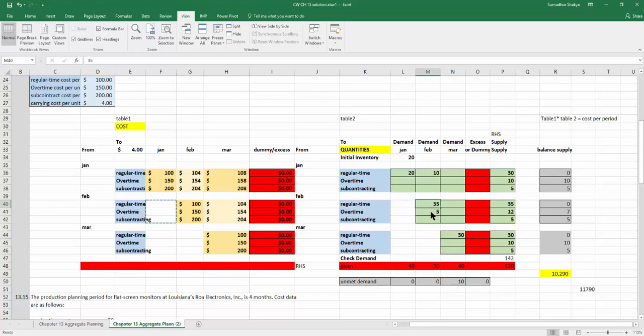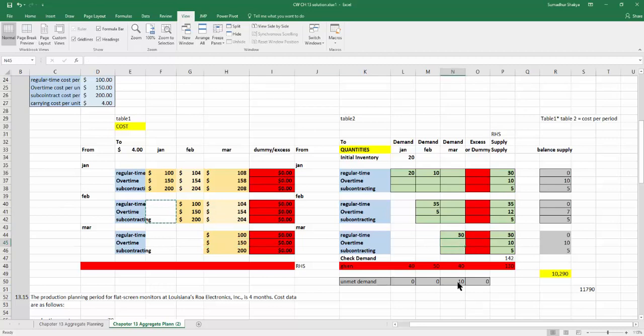So the only thing I can do, if I was to go to the previous month, is overtime or subcontracting. If that is what I have to do, then I'll have a storage cost. So it is better to do everything in this period, which is cheaper. If I was to bring it from the previous period, I would be doing it at 104, 154, or 204. 104 is not an option. 154 is costlier. Therefore, I would rather use the cost of 150, overtime of this month.